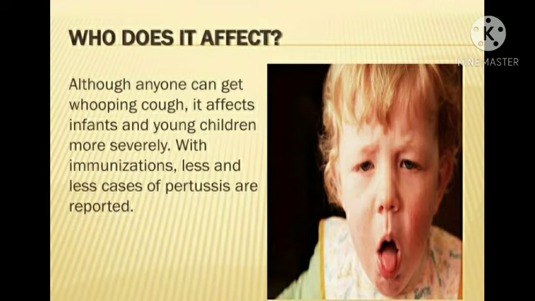What are the preventions and cures? There is DPT, the triple vaccine for diphtheria, pertussis or whooping cough, and tetanus, which is used against diphtheria and whooping cough. Through these vaccinations, the disease is prevented in children.